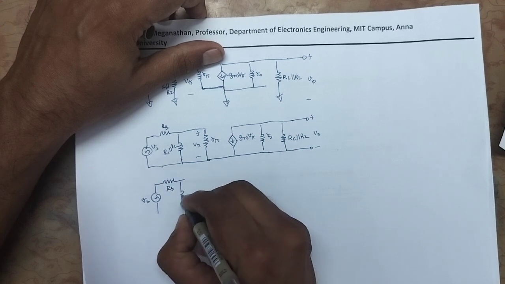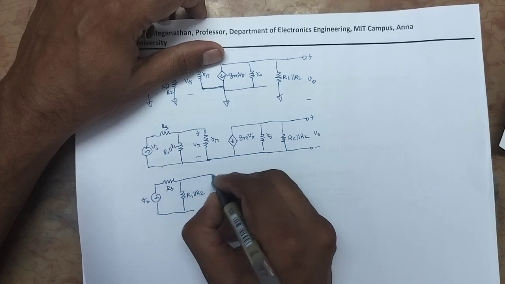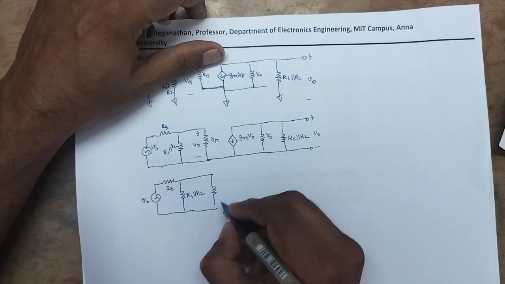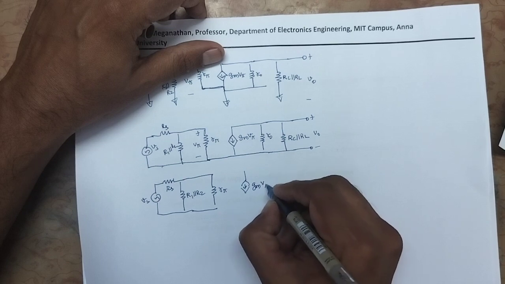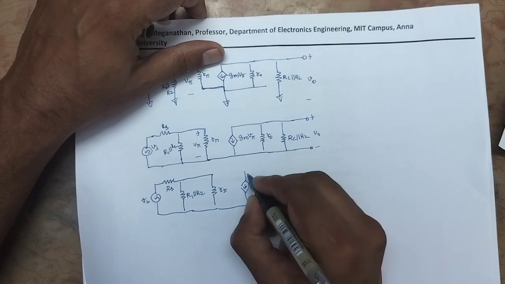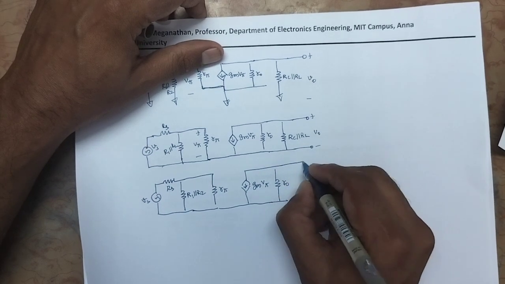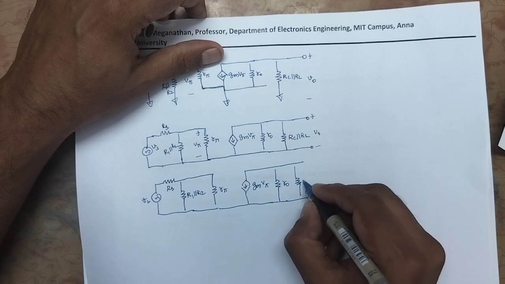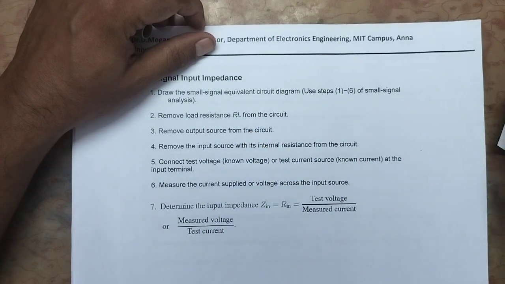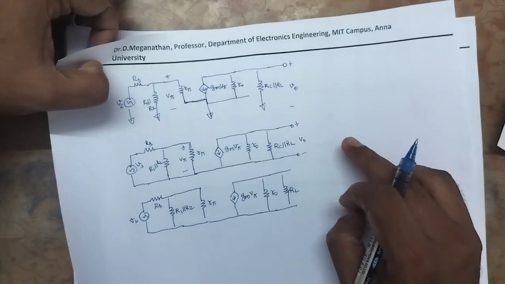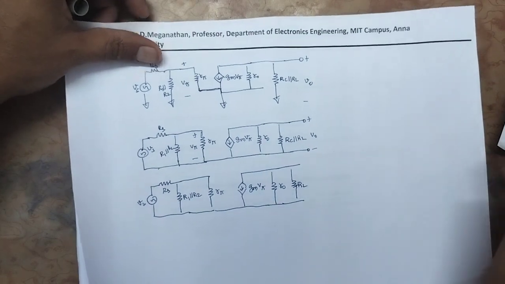Then RS, R1 parallel to R2, r pi, gm V pi, r naught. After removing RC parallel to RL here, RL will not be in the picture. Step 3: remove the output source from the circuit. V0 is the output source. So in the reduced circuit diagram we are removing V0.